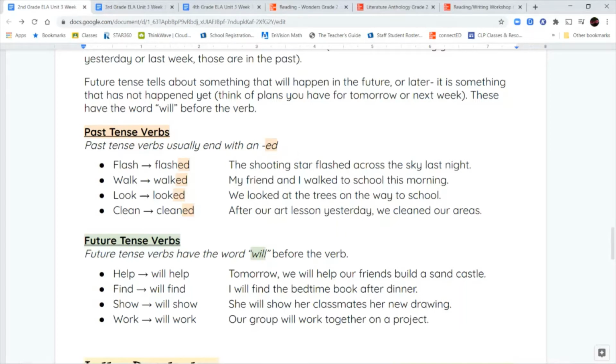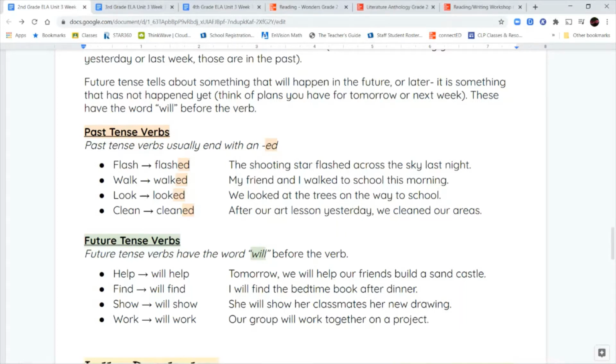Now for future tense verbs, remember we said we're going to add the word will before our verb to show that we will do that thing, or we're planning for it, but we haven't gotten to it yet. So help becomes will help. Tomorrow we will help our friends build a sandcastle.